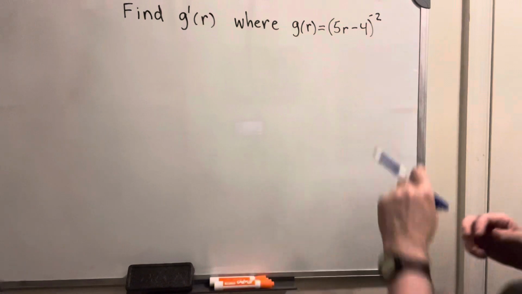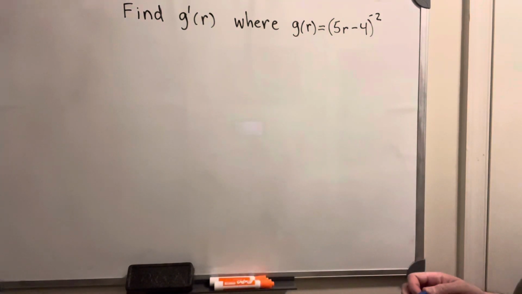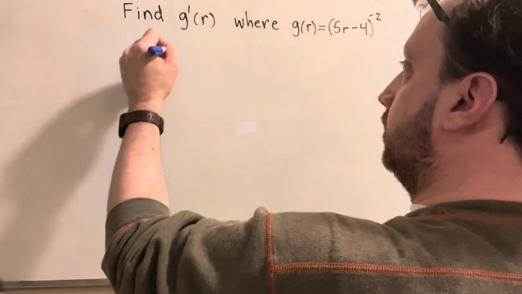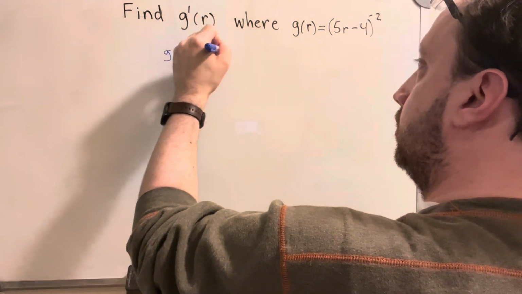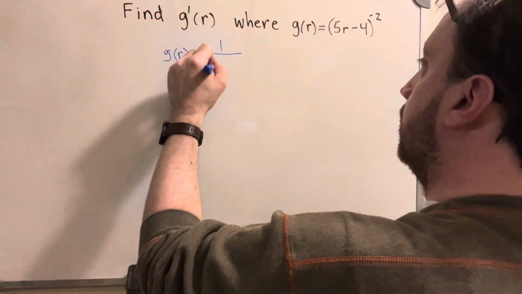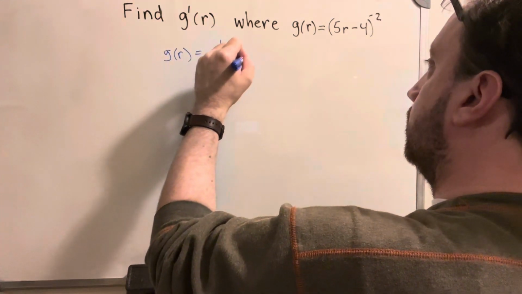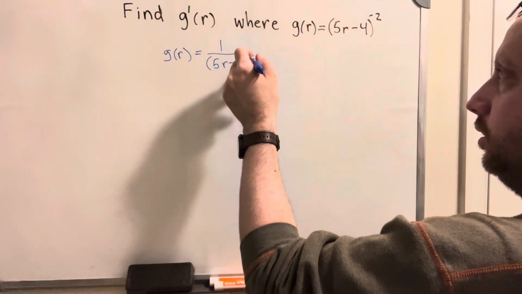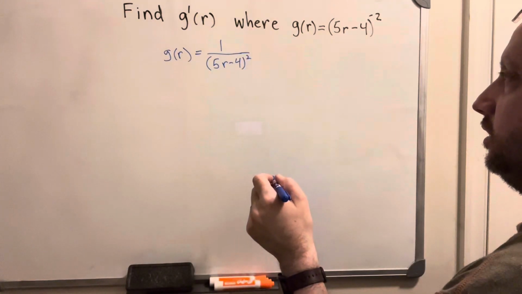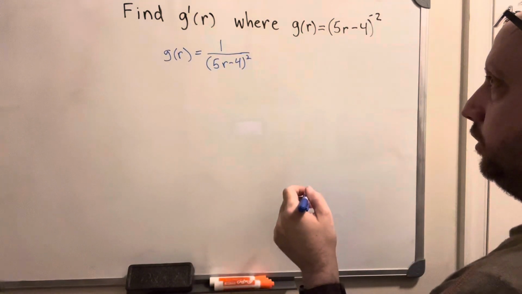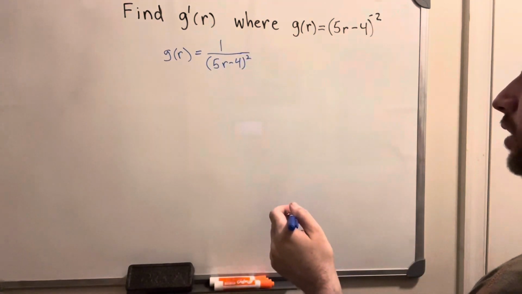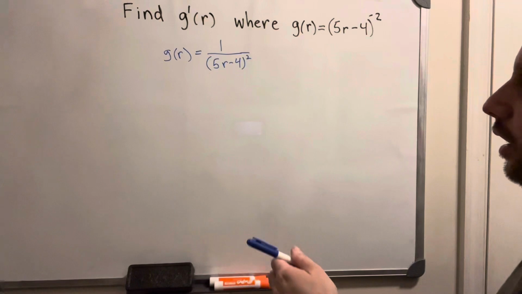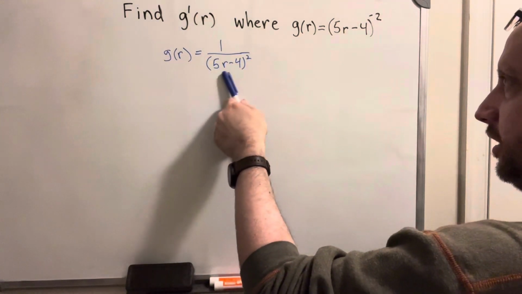What does a negative exponent mean? It means that it's in the numerator or the denominator. It means that we can write g of r like this, right? Yes, because 2 exponent, the reciprocal, that means the same thing as negative 2. Now this we can do something with using the quotient rule. How would you first make this?